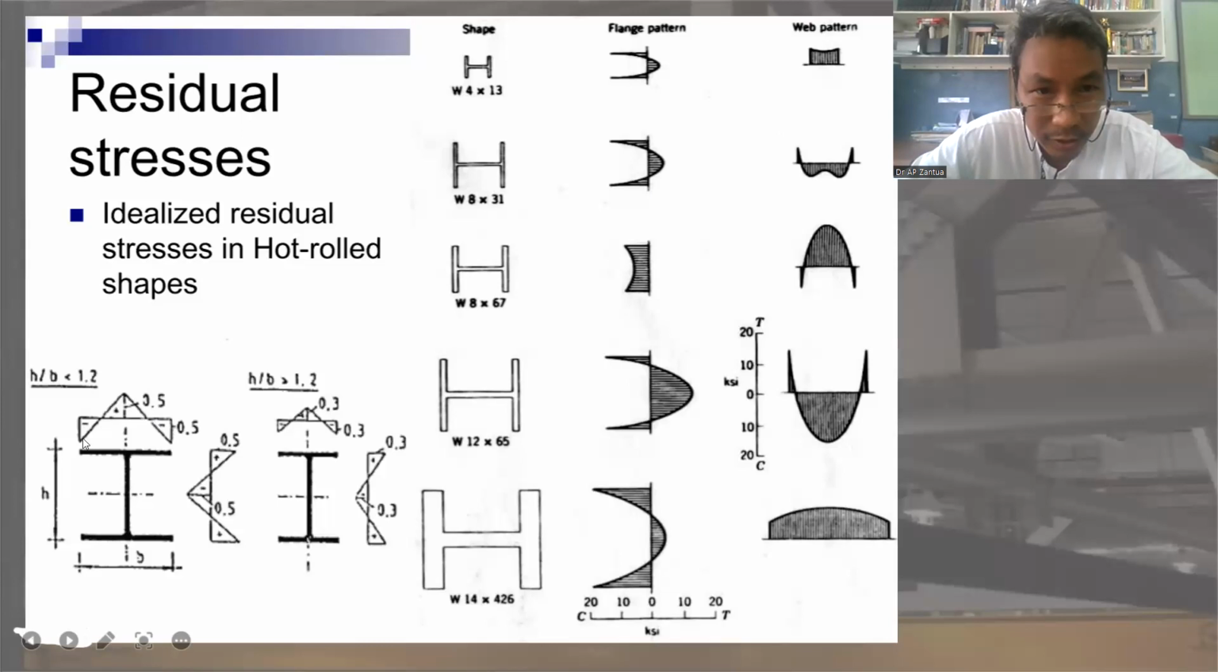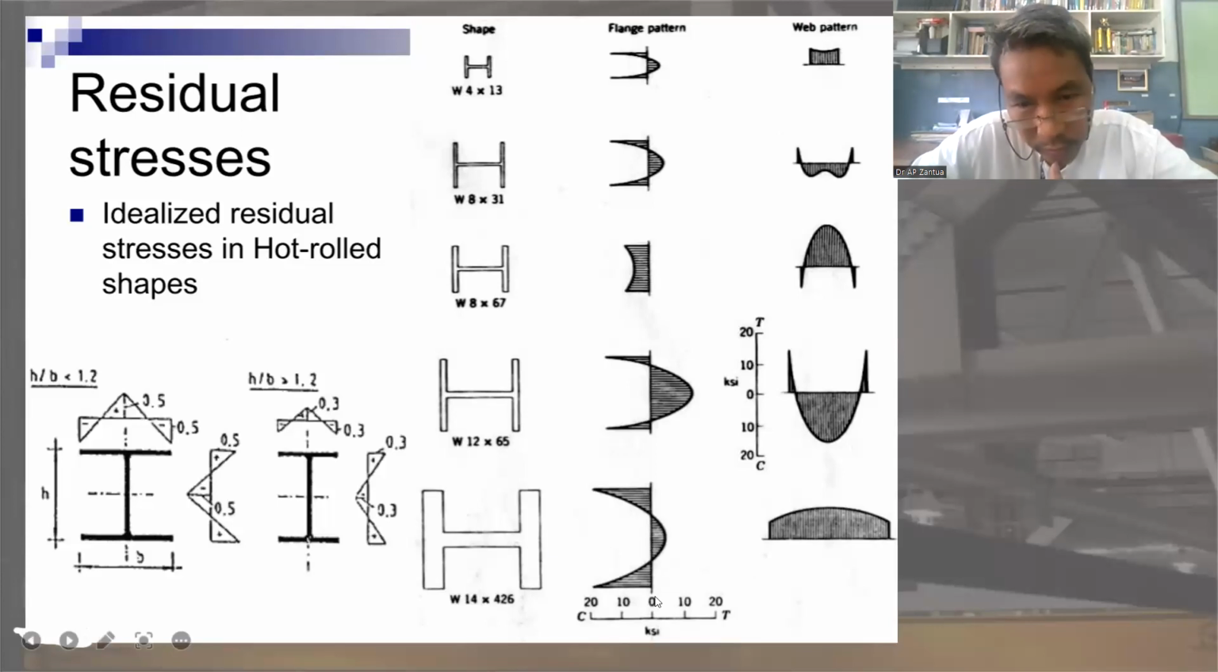This is the flange stress pattern. Okay, residual. So look at the stress. And this is better. This is better looking, but it is not a straight line. And lastly, this one.